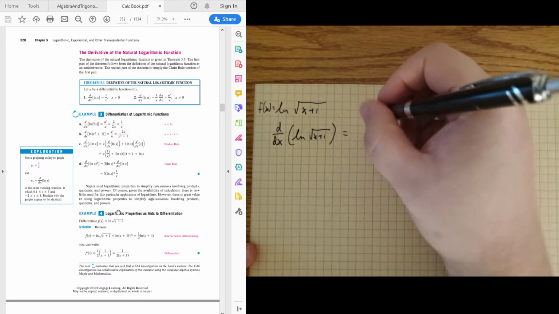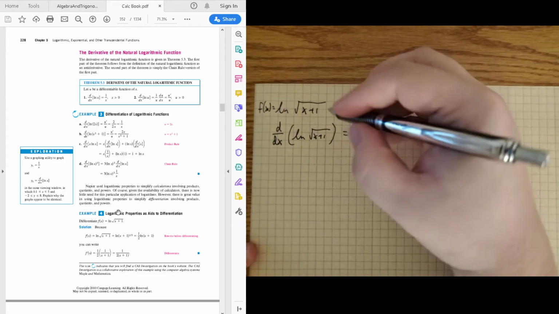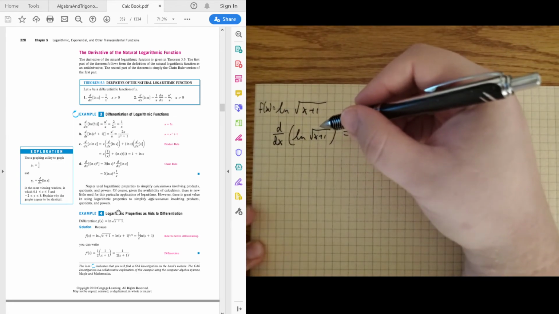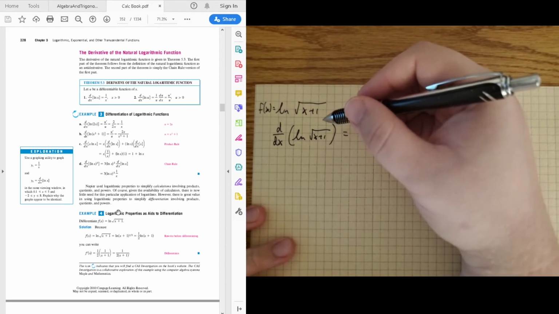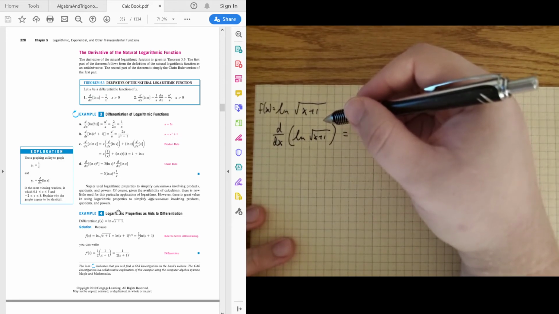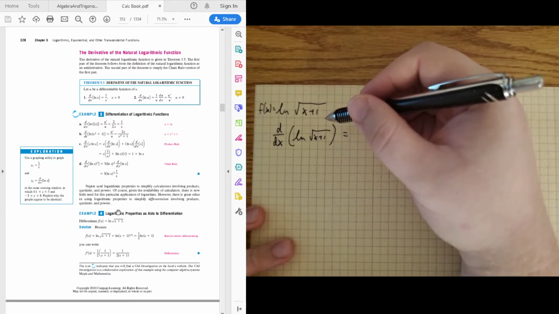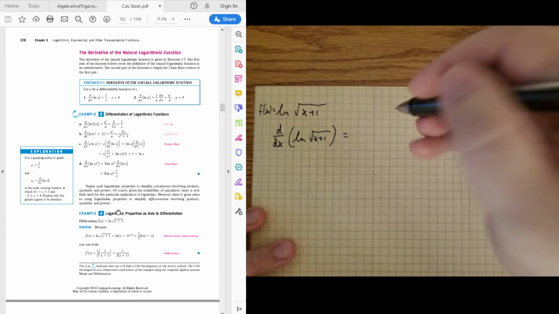So I will showcase how to do this with the properties first, and then afterwards I'll showcase how to do this using the chain rule. And I promise you the chain rule is worse in every conceivable form. And they're supposed to get the same answer. So please use the properties, okay?